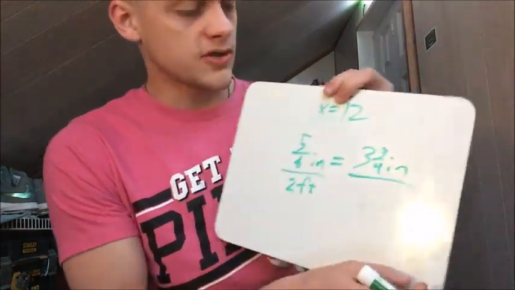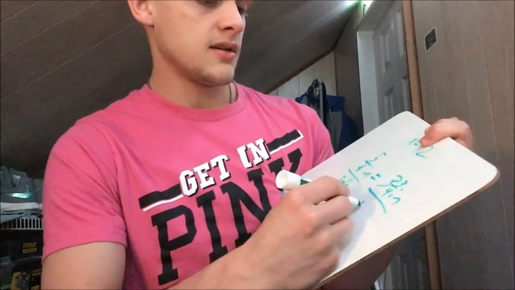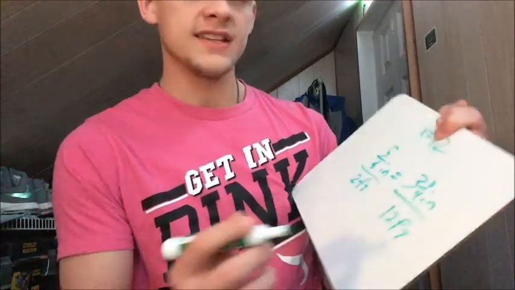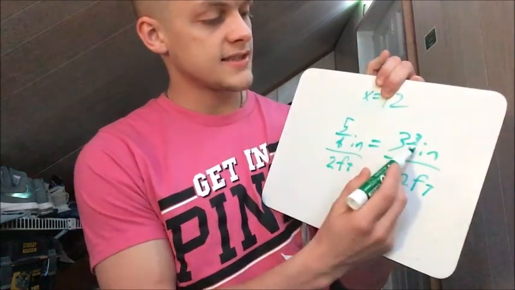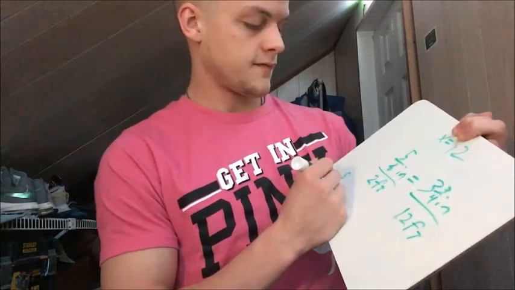So then we go back to that proportion that we had to begin with, which was 5/8 inches is to 2 feet, as 3 3/4 inch is to what? And we know that x equals 12, so that should be 12 feet. And to check this answer, all you'd have to do is multiply this by this, and this by this, and they should be the same thing.